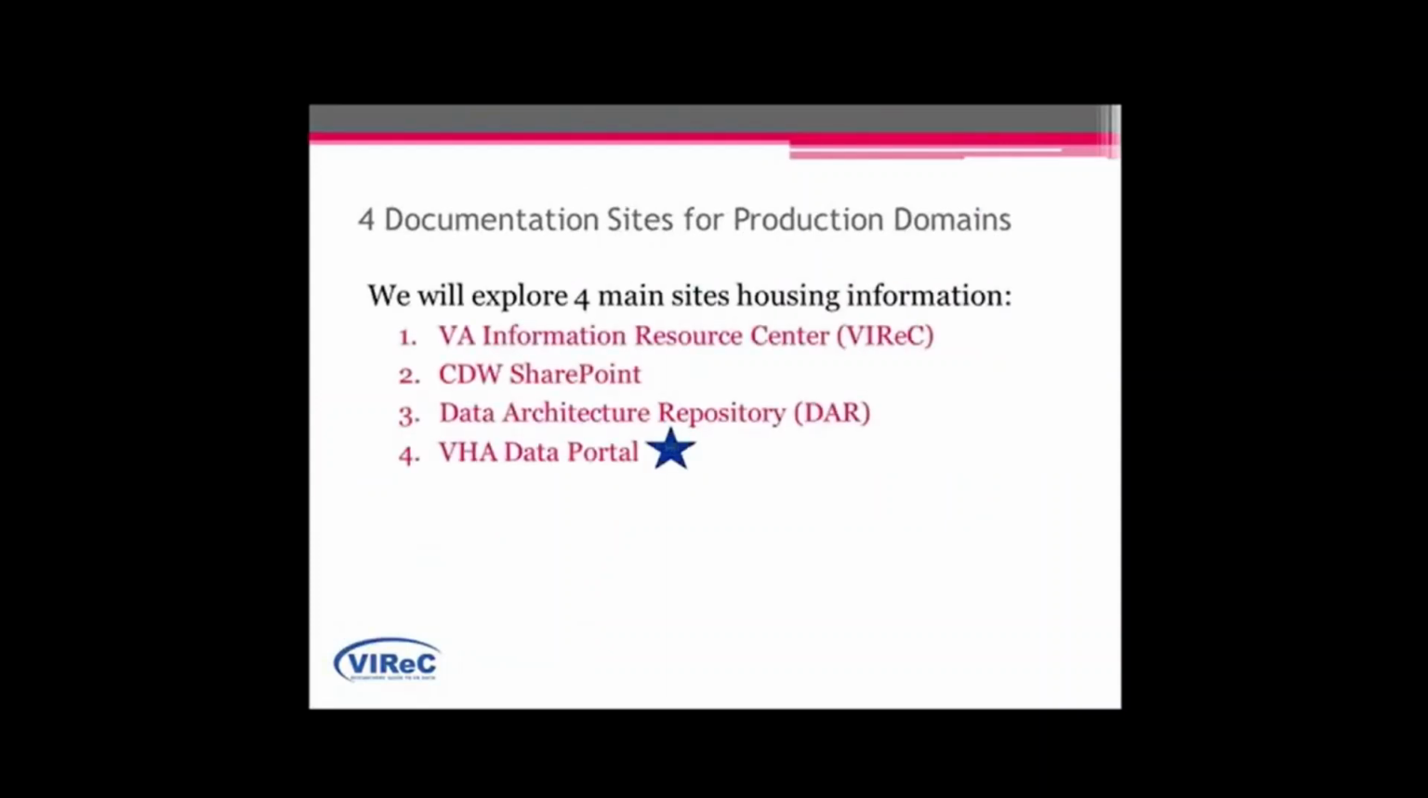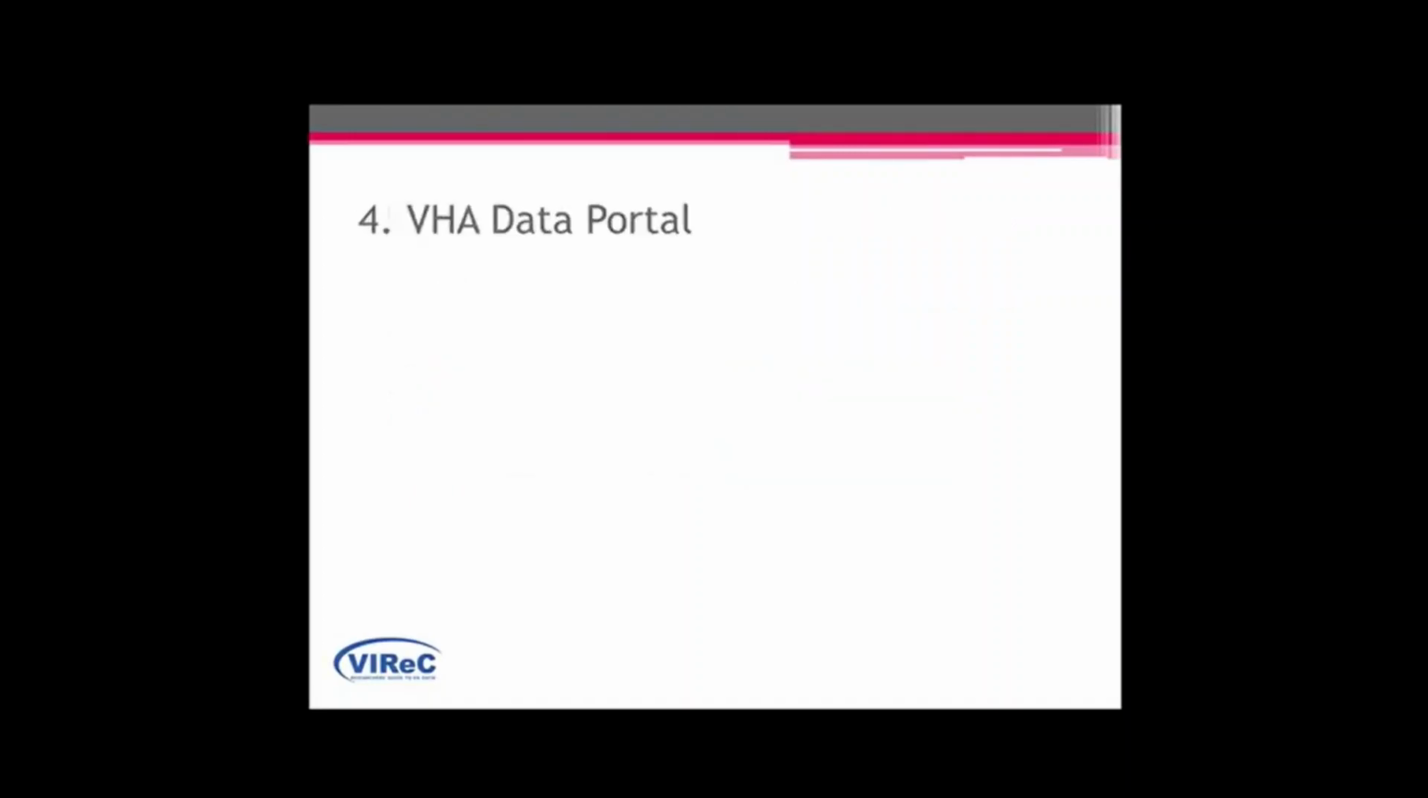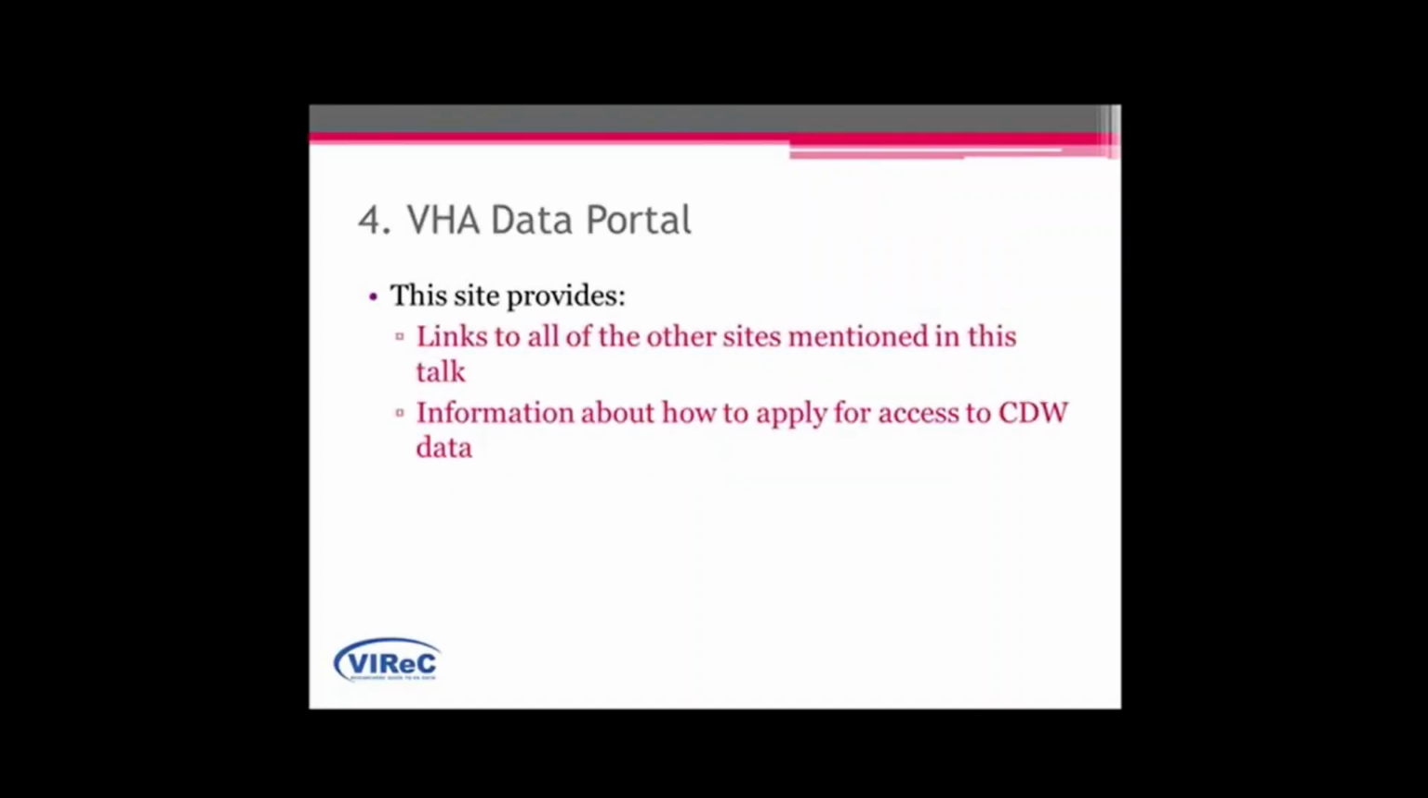Let's move to the fourth and final source of metadata or documentation for production domains, and that's the VHA data portal. This site will provide links to all of the places we mentioned in this talk, so it's really a great resource for that, and it'll provide information about how to apply for access to CDW data once you know which of these data may be of interest to you and will work.